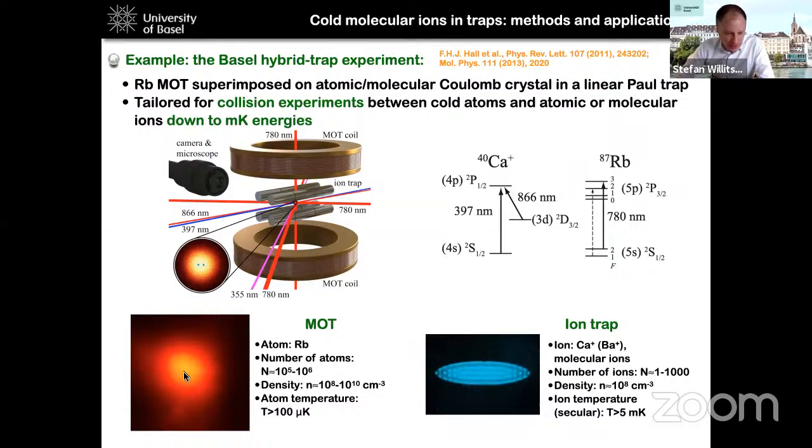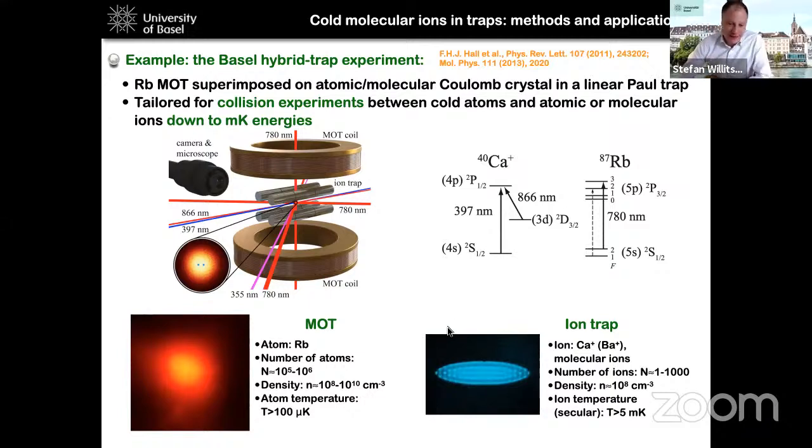which are kept in this MOT. You see here a fluorescence image of these rubidium atoms, which are kept in the MOT and superimposed with the ions. And on the ion side, we have calcium ions. Sometimes we also have barium ions, which are laser cooled in here. But then we can also load molecular ions into this trap to look at molecular processes, and this is what I will be talking about at the end of my lecture.